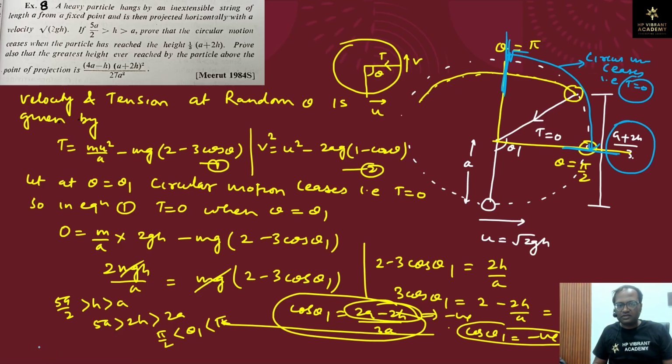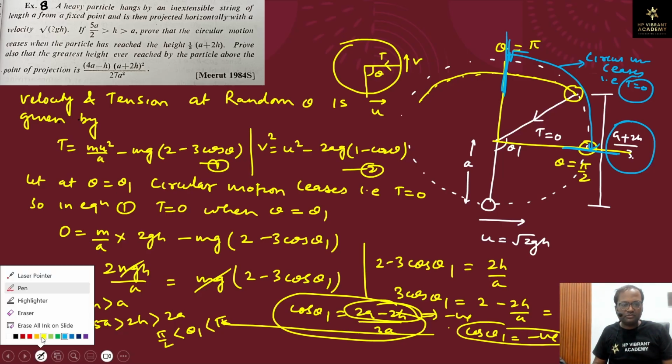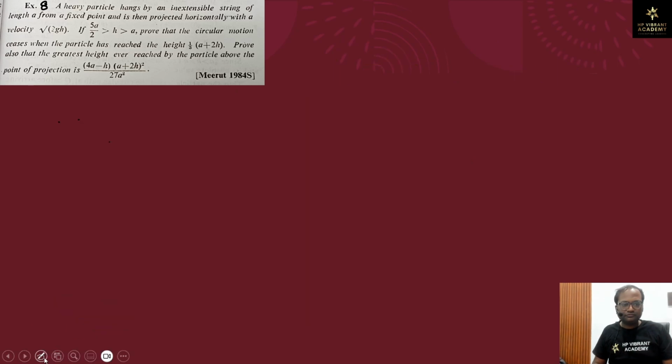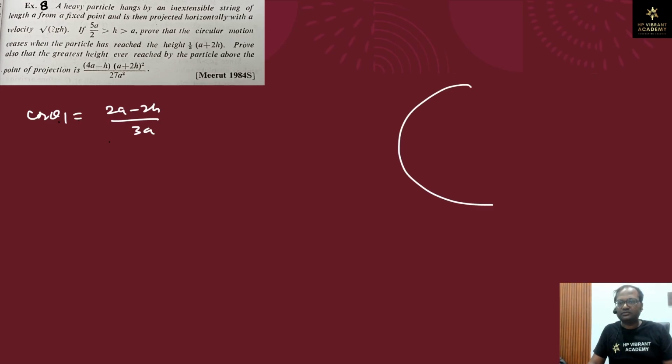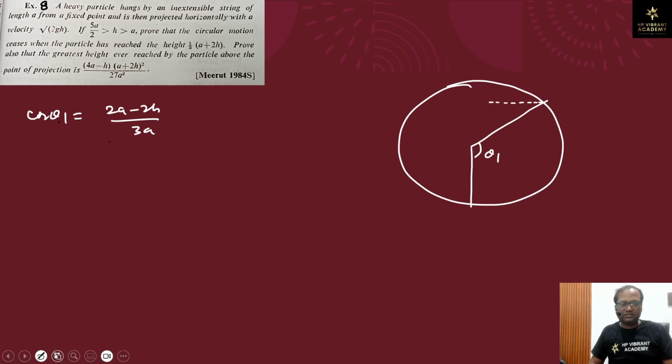So we have cos theta 1 as 2a minus 2h upon 3a. So let us find this. We have this value theta 1, and we have the projectile motion like this.